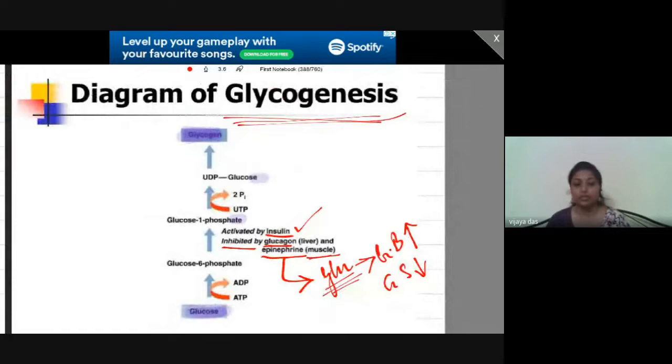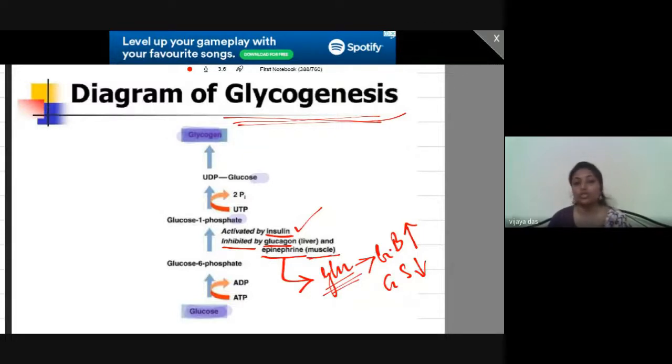The purpose of insulin is to reduce the blood glucose. Now, how to reduce the blood glucose? By converting the blood glucose into glycogen, which means that insulin will trigger the process of glycogen synthesis or glycogenesis, so that the blood glucose can reduce and glycogen can be formed.